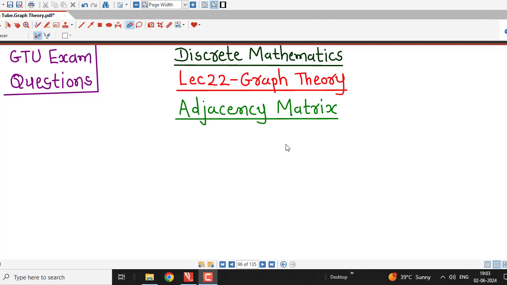Hello friends, I welcome you to lecture number 22 on graph theory. In this lecture we are going to discuss the adjacency matrix. We will see how to represent a graph using its adjacency matrix.